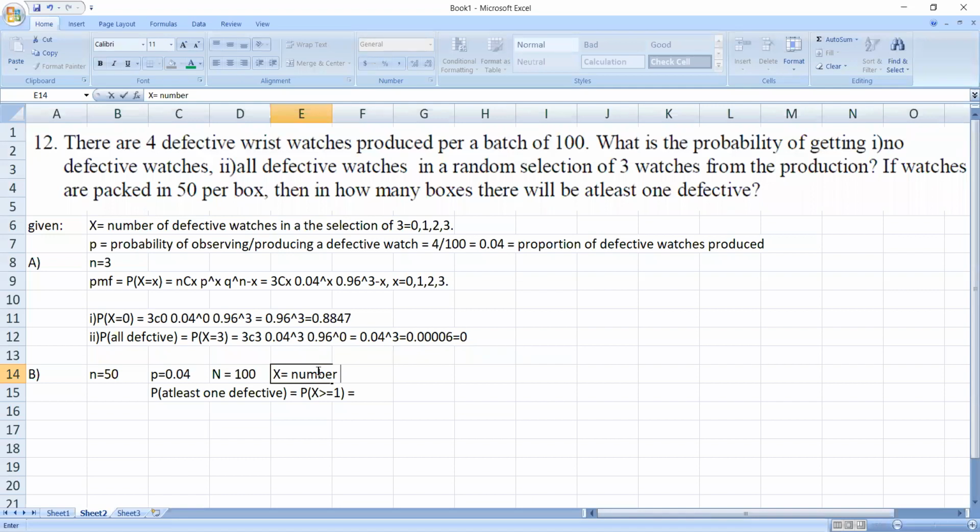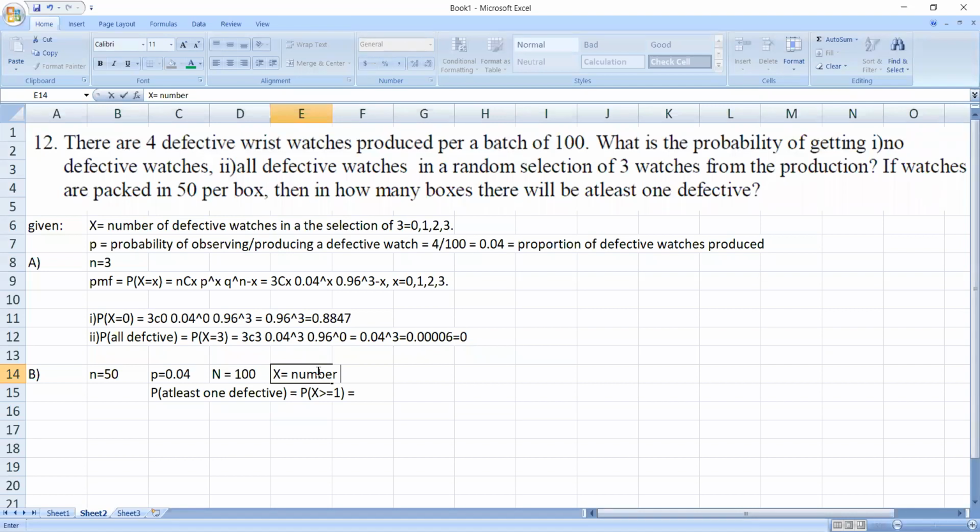Again, if you select another 3 watches randomly, what is the chance that all the 3 are non-defective? None of them is defective. That chance, that is x equal to 0, is 0.8847. So these probabilities are for a selection of 3 random watches. That is the first part of the problem.